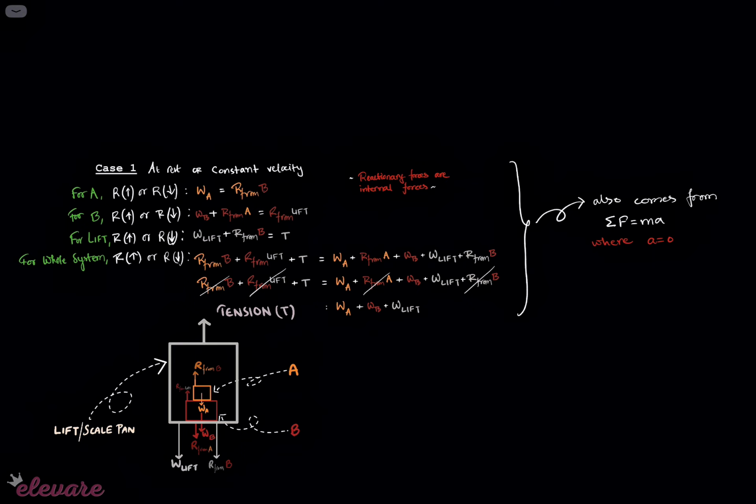These forces are going to be equal to the sum of all the downward forces, which is the three weights of A, B, and the lift, and the reaction from B and reaction from A. All right, so we can see the final equation after canceling all of them out. We can cancel them because they're all equal. The reaction forces, the pairs are equal.